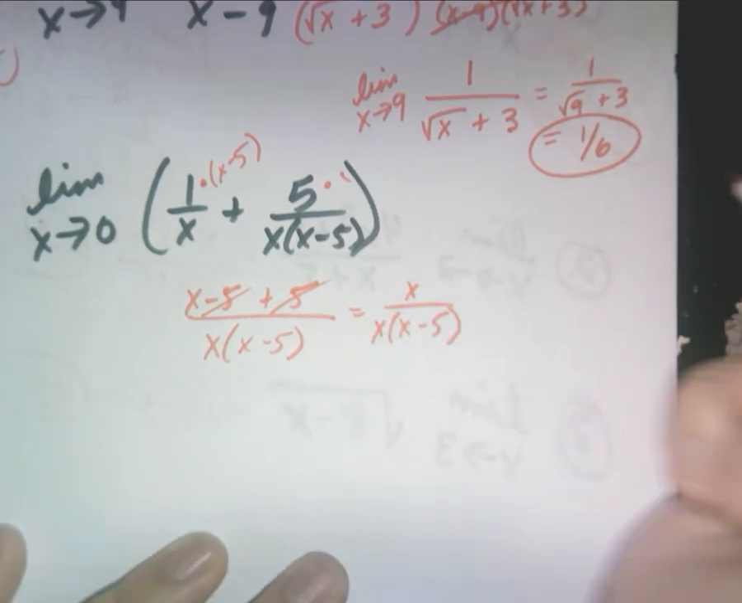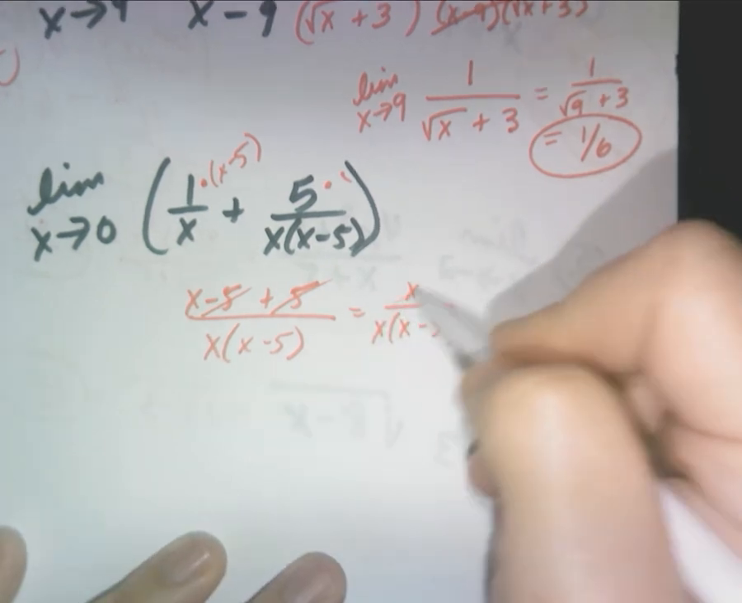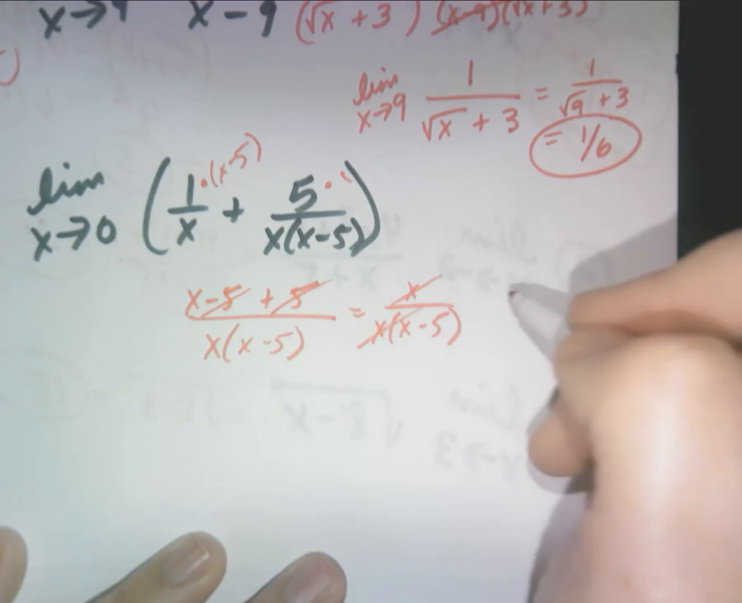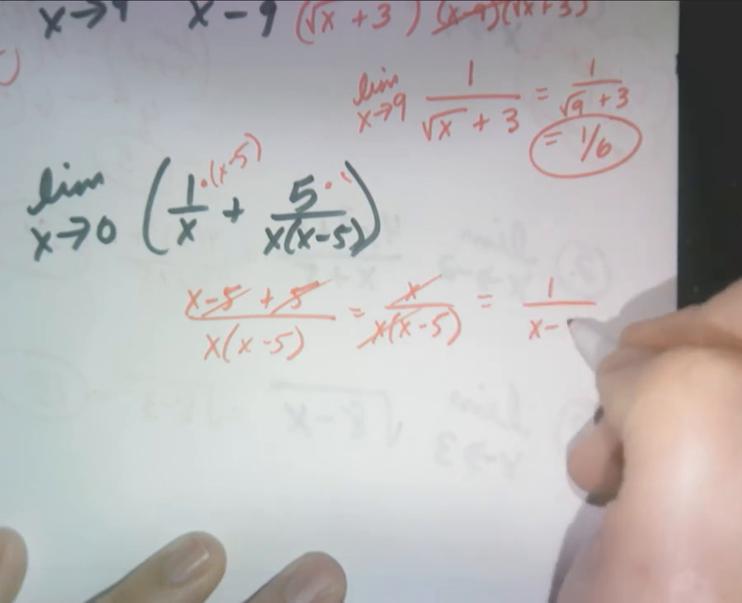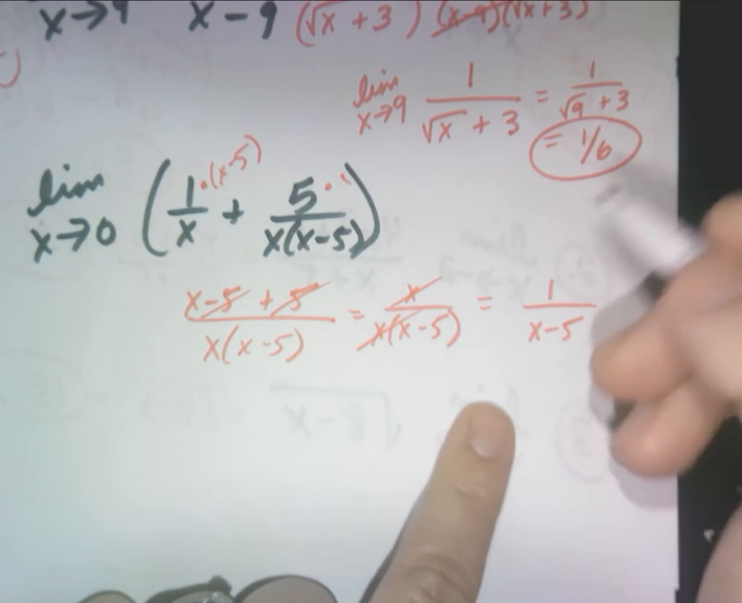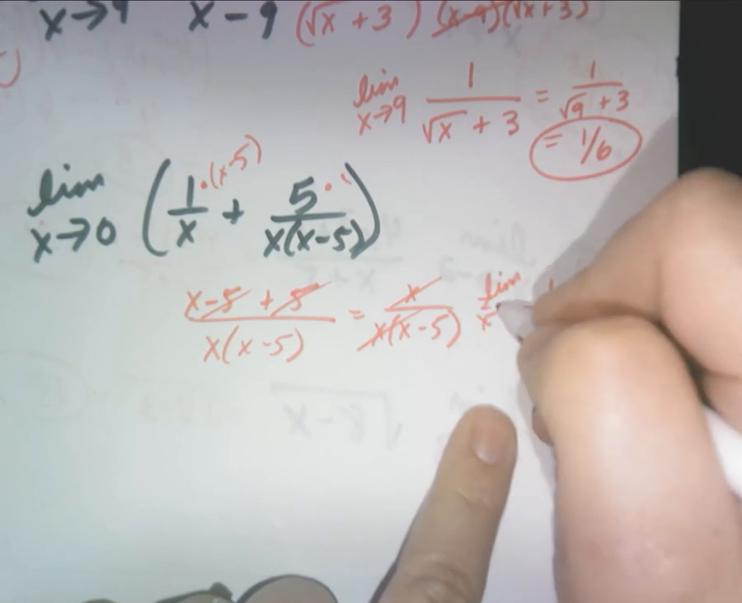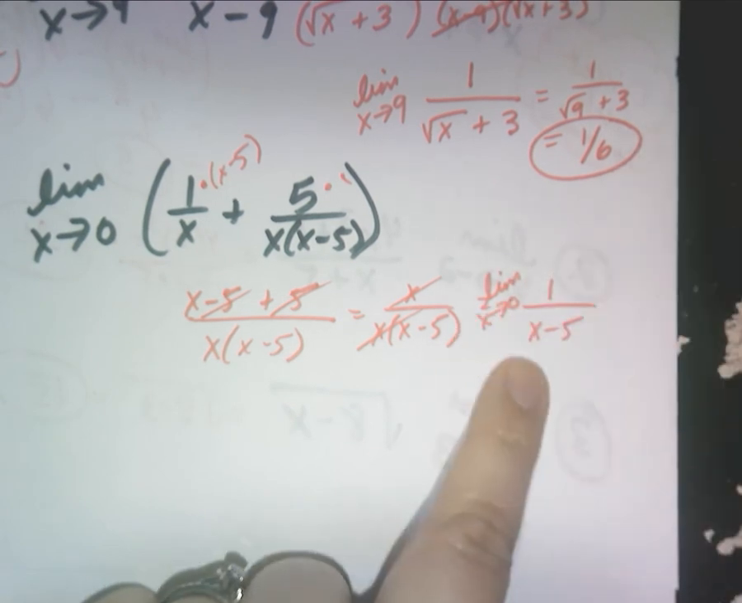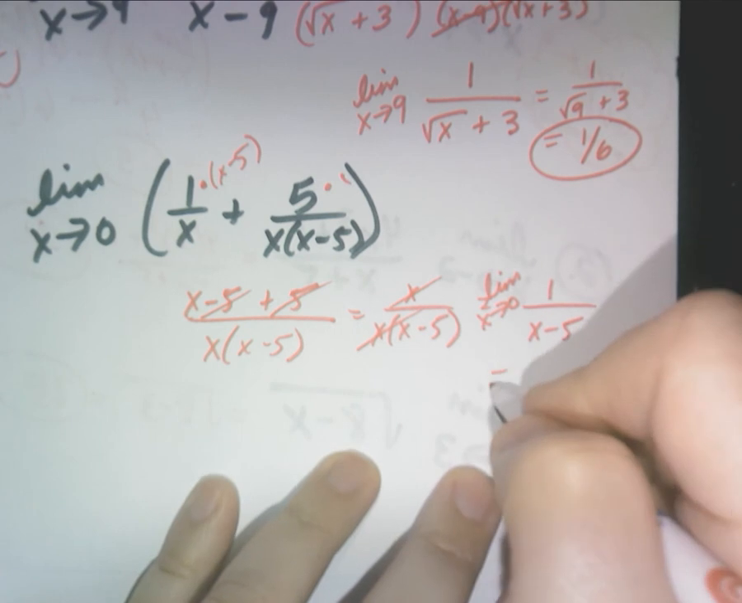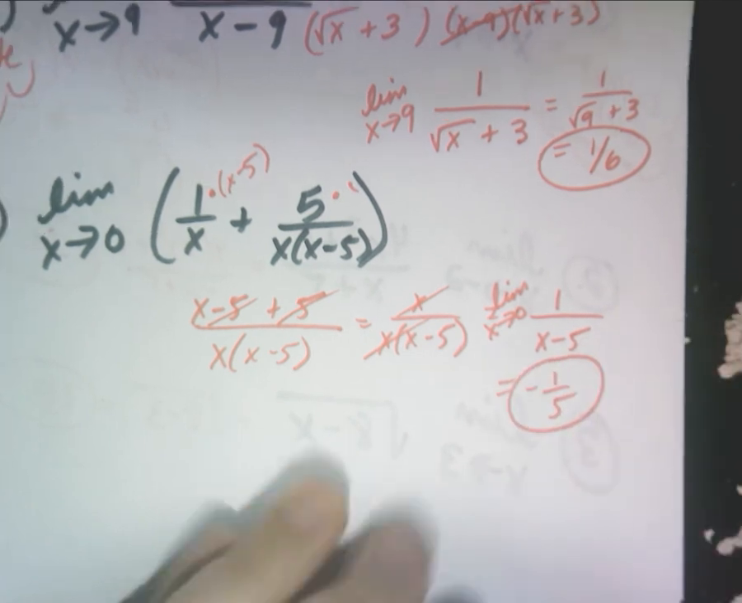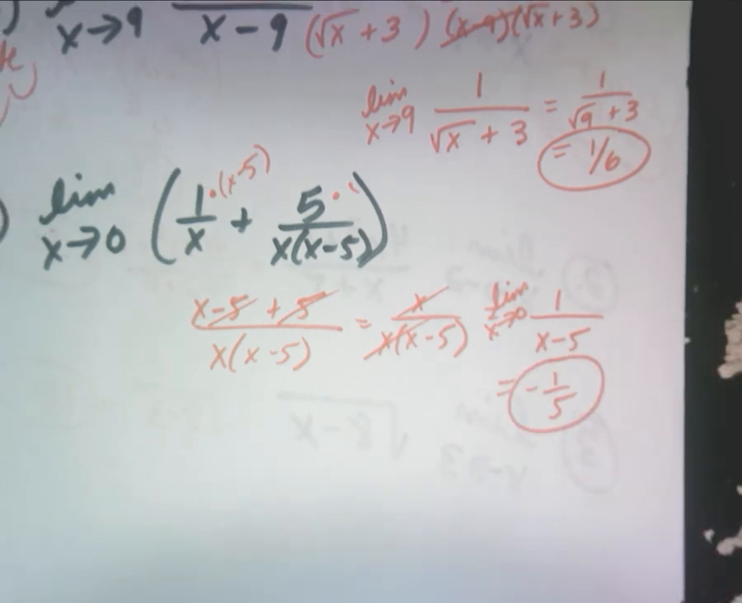Oh, what else is going to cancel? The x's. So you're left with 1 over x minus 5. Now try to take the limit of it as x goes to 0. So plug it in, plug it in. What do you get? Negative 1/5. That's actually the limit. Okay?